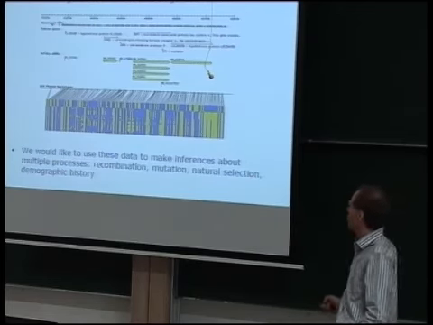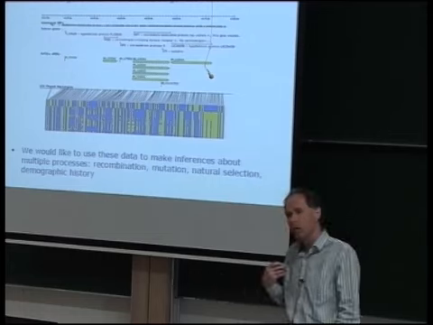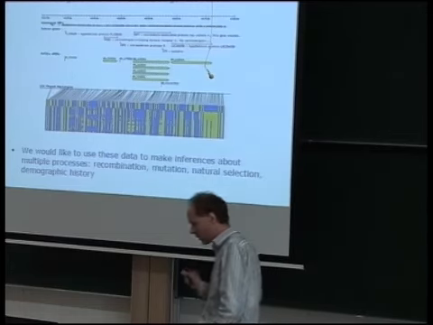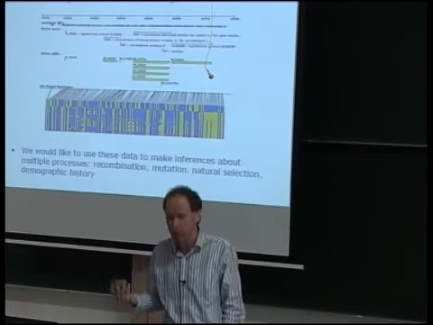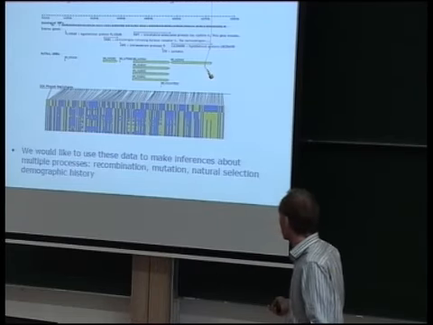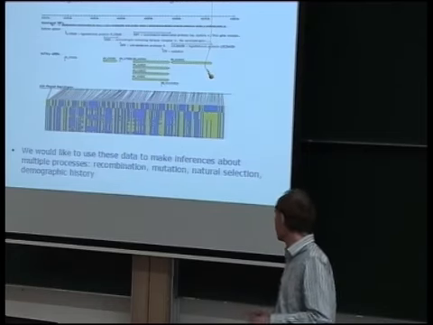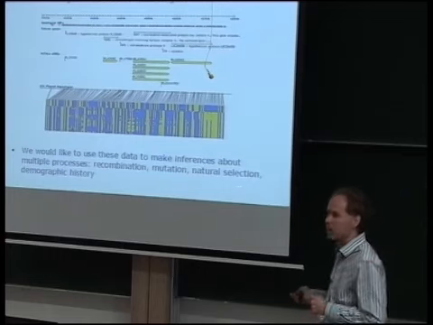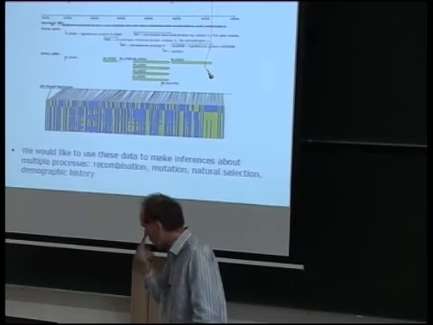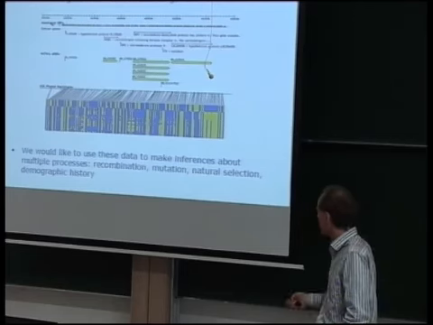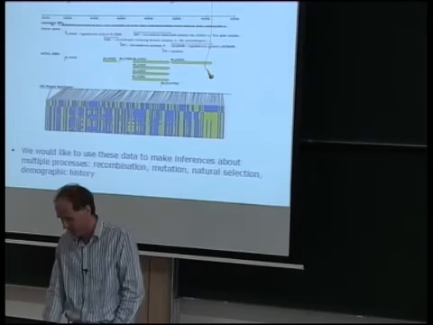We have obviously much more data than this, and we'd like to use these data to learn about some of the most fundamental molecular and evolutionary processes that are known to have influenced human history. Fundamental molecular processes like recombination or mutation, evolutionary forces like natural selection, and also human history: how have people migrated across the world and bred with each other over time. So that's the setting.